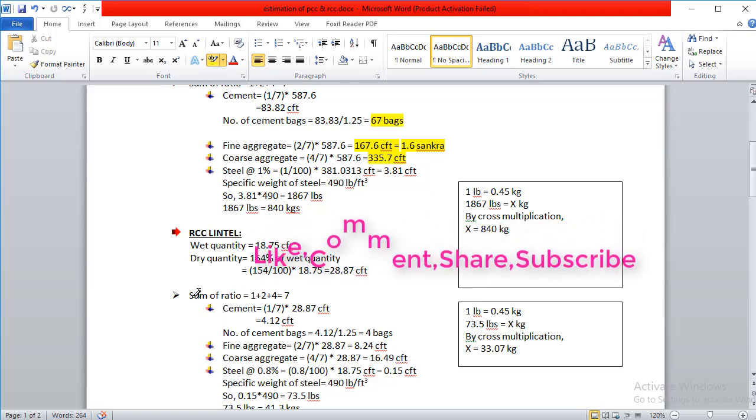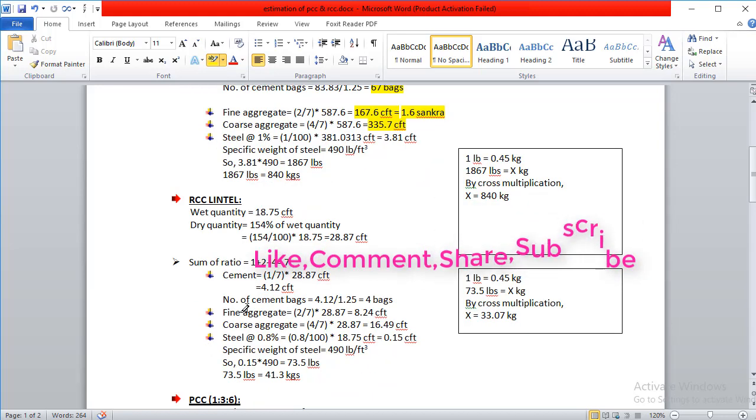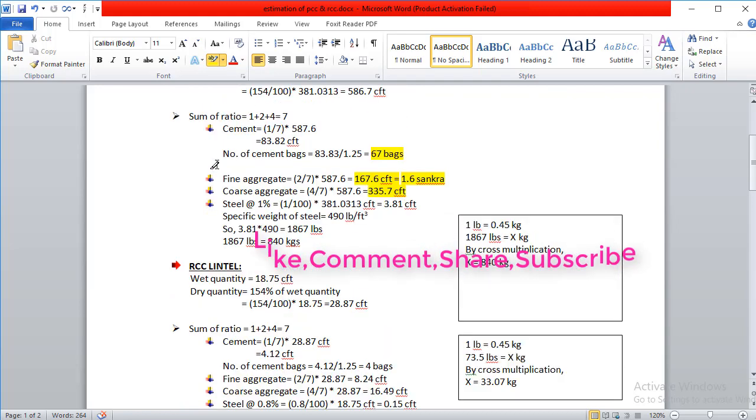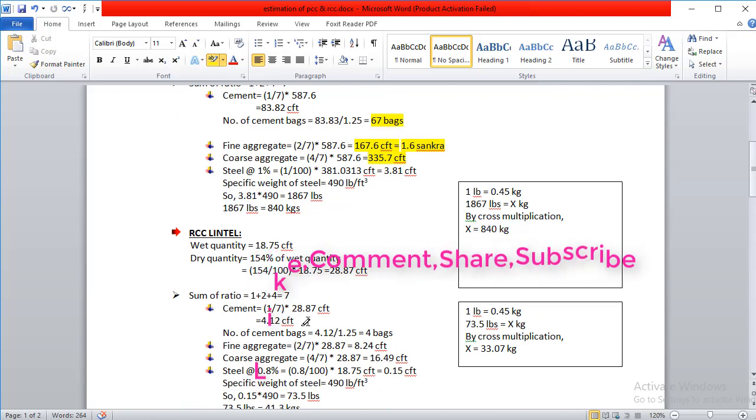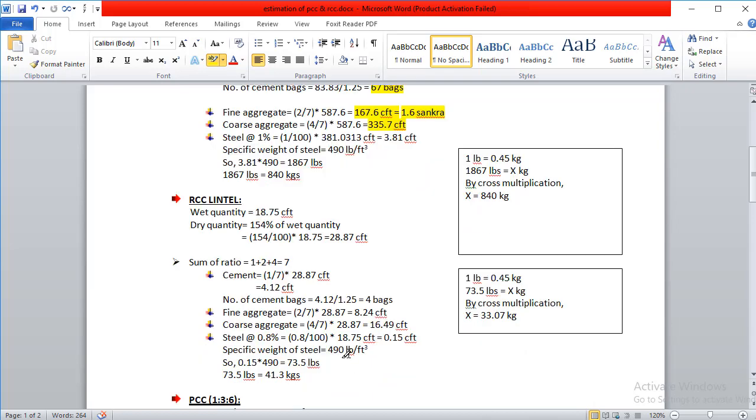Now next I will take the sum of the ratio, which is 7, and find out similarly the number of cement bags, fine aggregate and coarse aggregate, just as I did for the slab. Okay, you just have to change the dry quantity here. And the only thing that is different here is the steel quantity. Here I take steel quantity 0.8%.